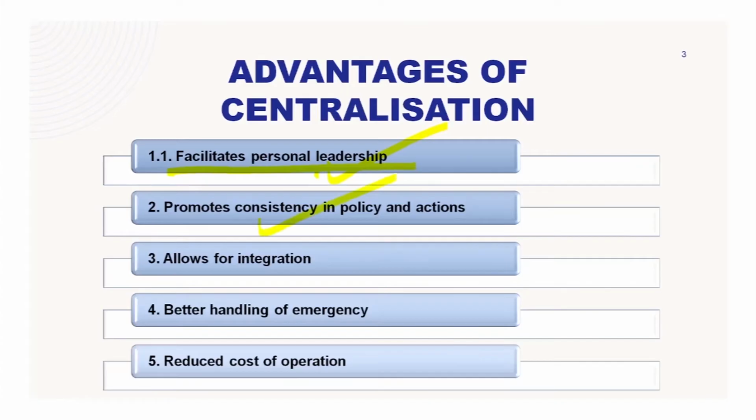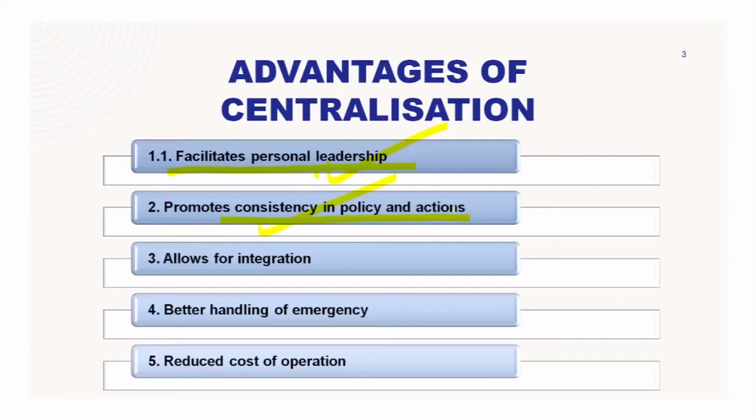Second is to promote consistency in the policy and action. It means that whenever the top manager is reserving the authority to themselves, all the subordinates will be following consistent guidelines, norms, policies, or any kind of action to be done. It will be a uniform thing, because a few persons at the top level management are devising all the activities and formulating all the guidelines. So there will be no point of differences in the way the activities should be performed.